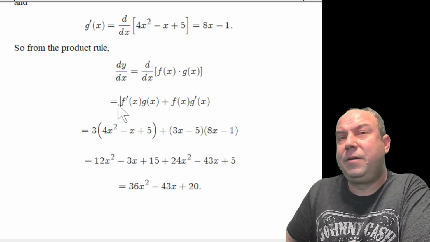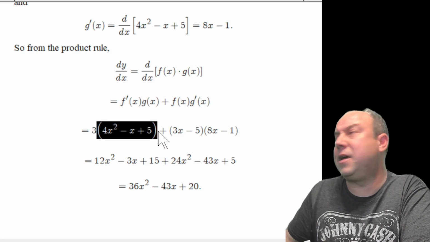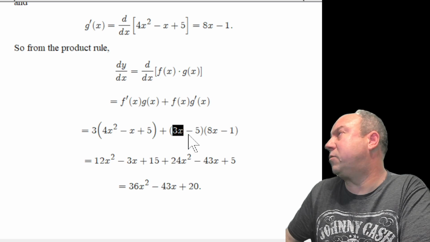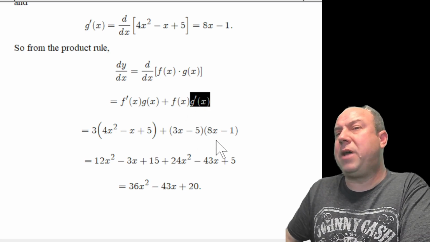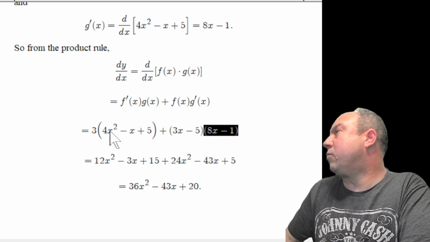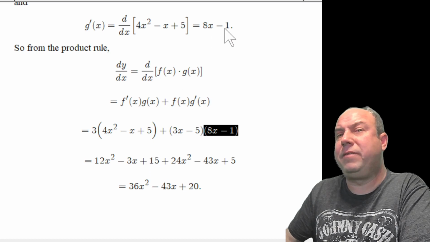Remember, f prime was simply 3 times g of x. Well, g of x was that quadratic 4x squared minus x plus 5. We're going to add that to what was f. Again, remember, f was 3x minus 5. And we're going to multiply that by g prime, which is 8x minus 1, right? The derivative of this quadratic. We found that right above here.